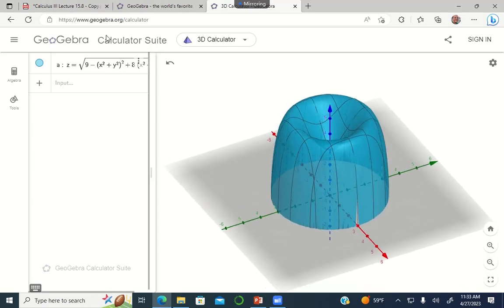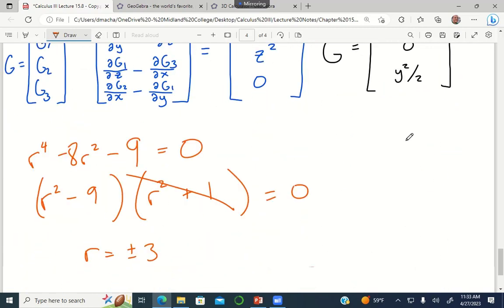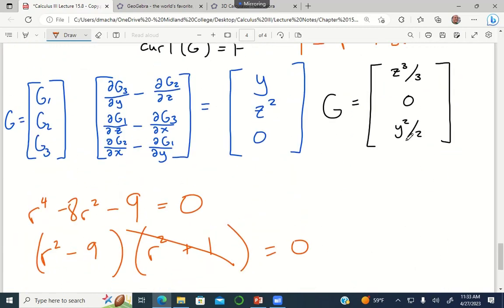That makes sense? So again, this is where we need to use Stokes' theorem, because I'm not about to do that surface integral over that crazy surface. I'm not going to worry about that. But the path integral of G is actually going to be a lot easier. We already know what G is. The boundary is a parametric curve that I can parameterize as 3 cosine t, 3 sine t, 0.